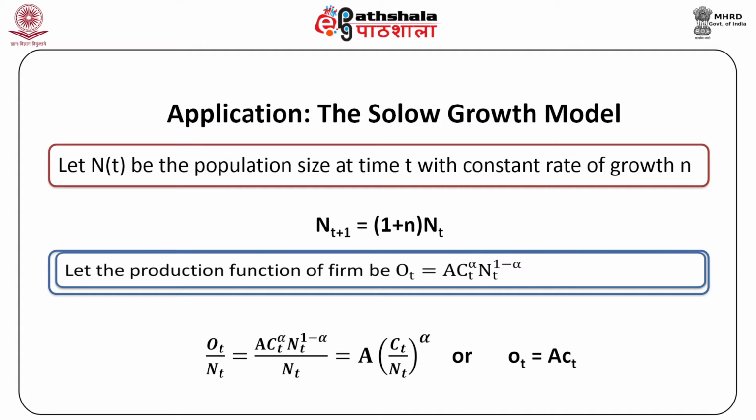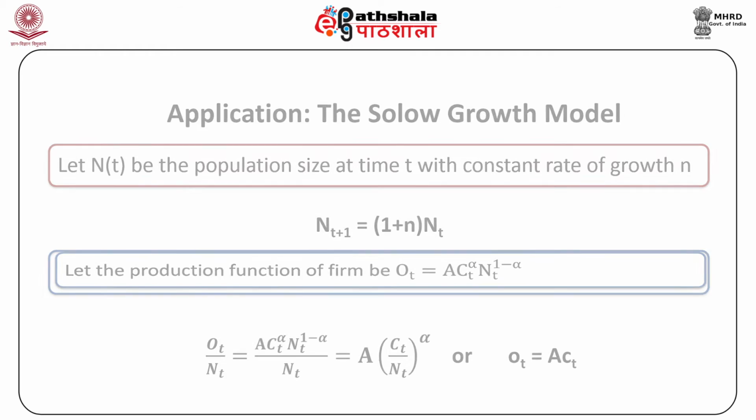Let the production function of the firm be O_t, which is equal to A C_t raised to the power of alpha, N_t raised to the power of 1 minus alpha, where O_t is the output in period t and C_t is the capital stock in period t. So per capita output is given by O_t by N_t is equal to A C_t raised to the power of alpha into N_t raised to the power of 1 minus alpha, all over N_t, which is equal to A (C_t by N_t) the whole raised to the power of alpha.